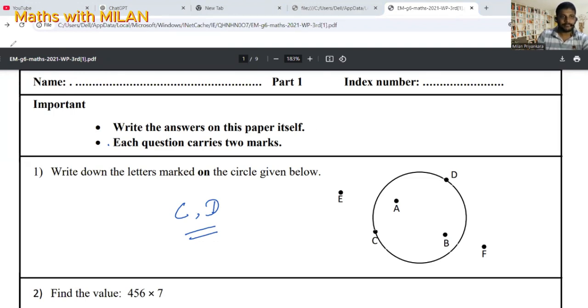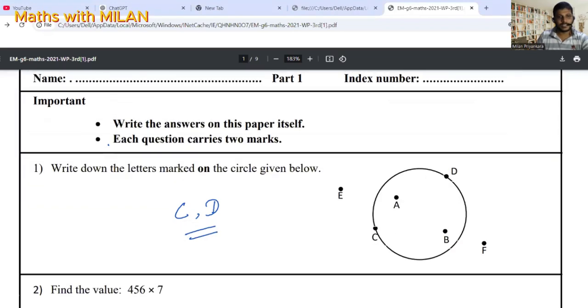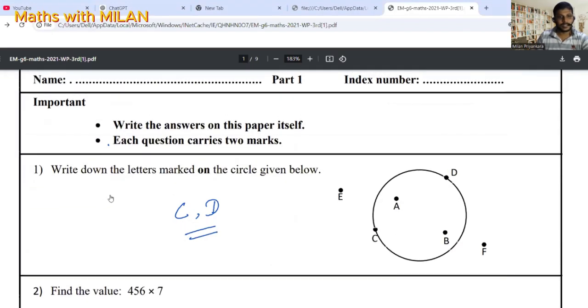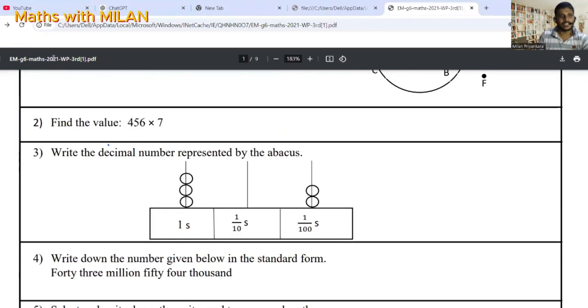So let's go to the second question. In this one, you have to do a very simple calculation. You can do that on a sheet or somewhere, and then write the answer.